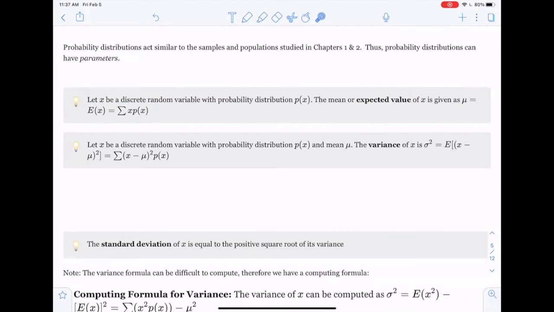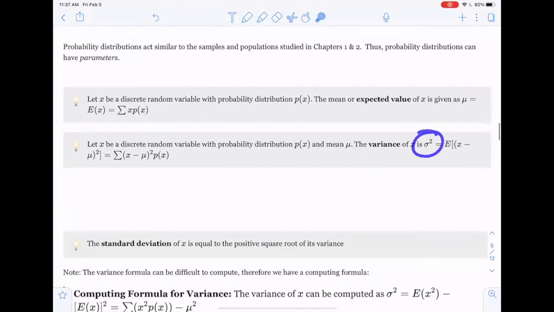If I want to look at the variance, I still can look at a discrete random variable X with a given probability distribution, and this time we need a mean. The variance, sigma squared, is going to be the sum of my x's minus my mu, squared, times the P of X. It is very similar to what we did with variance and mean in the previous chapters, but here we're dealing with a probability distribution, so there's no need for division now. We can multiply each of these outcomes minus the mean squared by the corresponding probabilities of those outcomes.